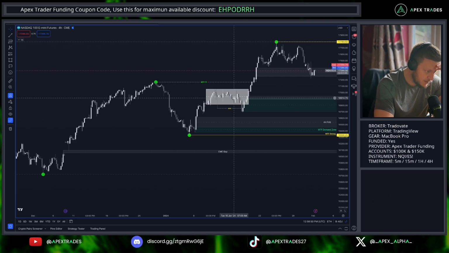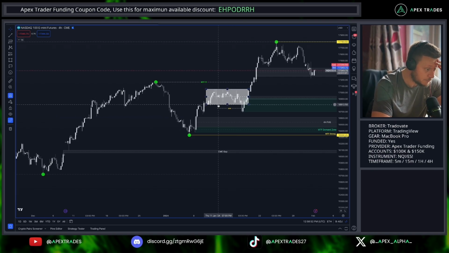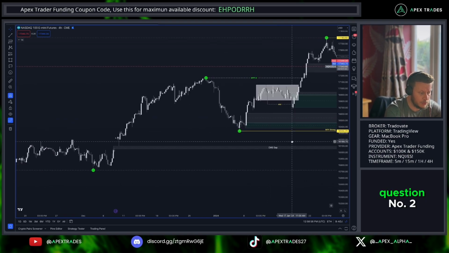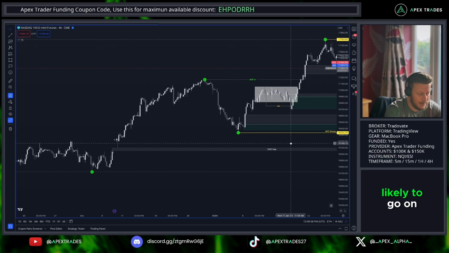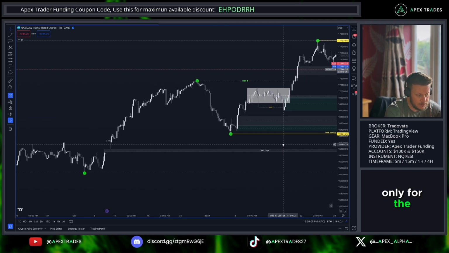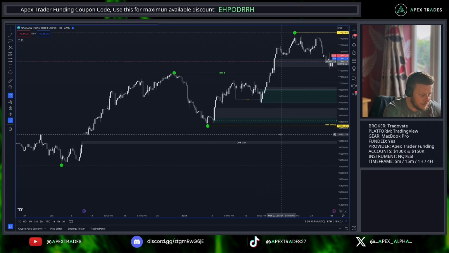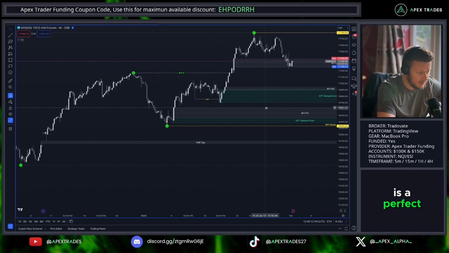And so you've always got to think to yourself, when you see this, think two things. Number one, is this an engineered move? And if the answer is yes, then what's question number two? Where are we likely to go and take liquidity to get everyone trapped into this idea that price is going to go one way, only for it to go the opposite way?